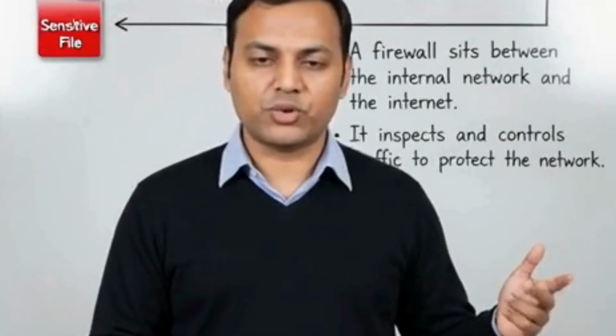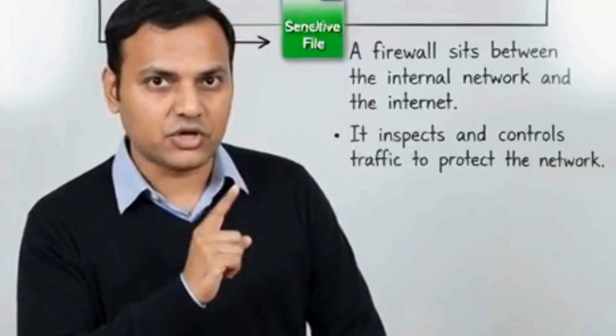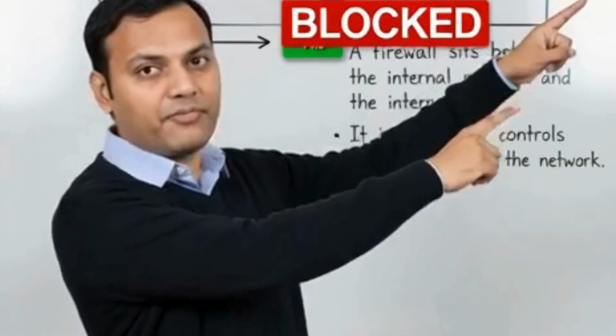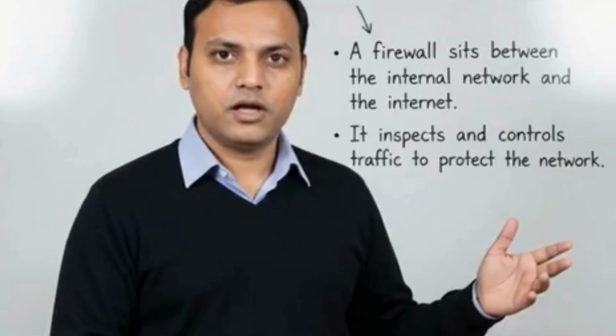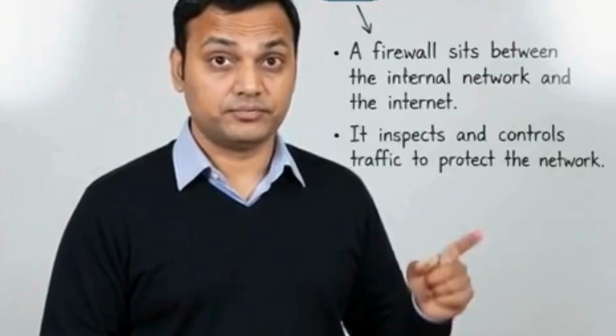The firewall also protects sensitive information. This feature is called data loss prevention. Watch how it blocks a sensitive file from leaving the network. After passing all security checks, the firewall forwards the packet to the destination.